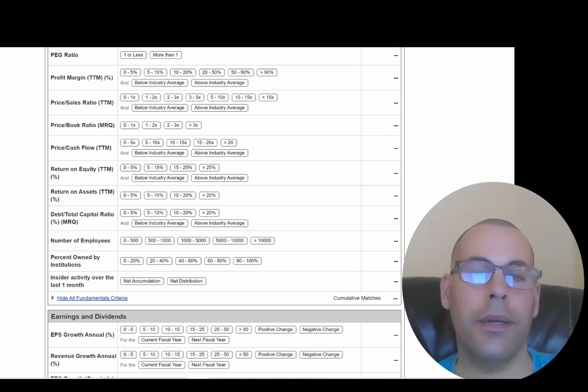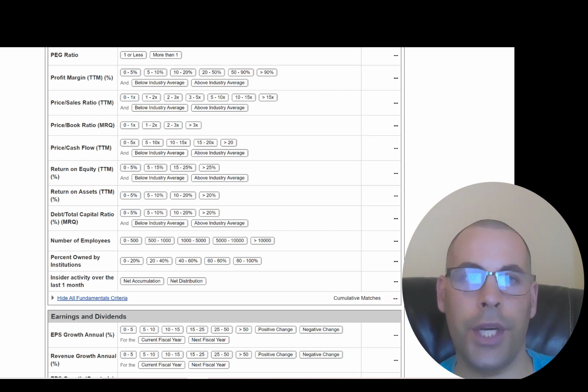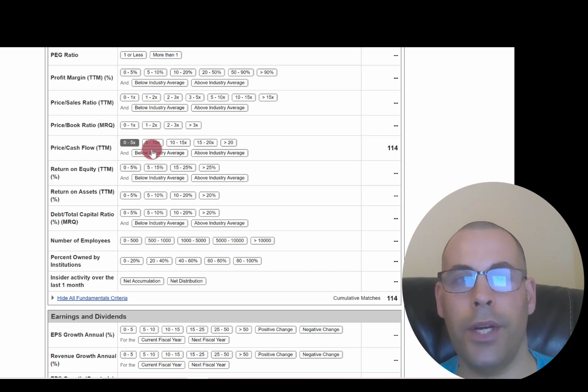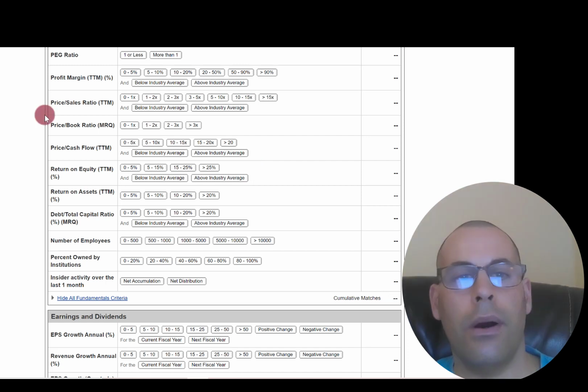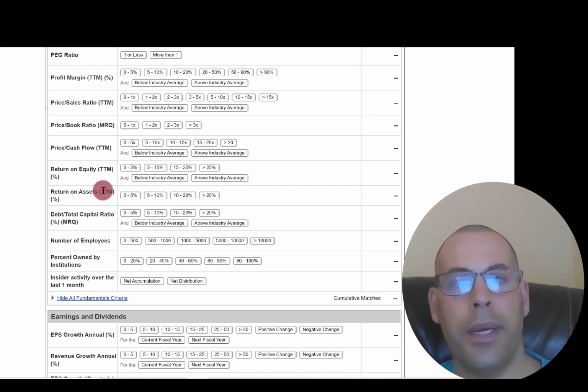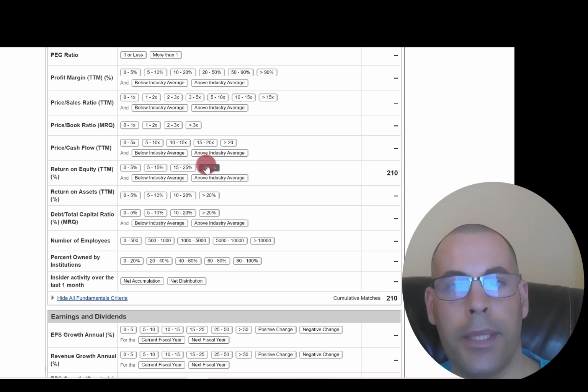Price over cash flow is price of stock over operating cash flow per share. And usually the lower the better for this as well. So if a company had a 5 price to cash flow ratio, that means you're spending $5 to get $1 of operating cash flow. ROE is net income over equity. The higher the better for this. So you might want to go above 25%.